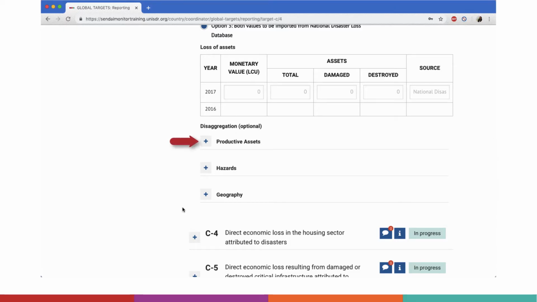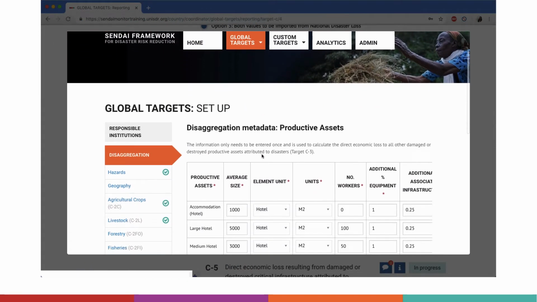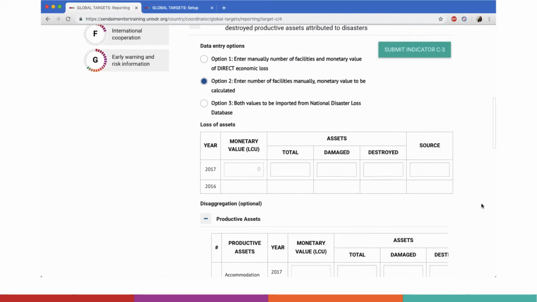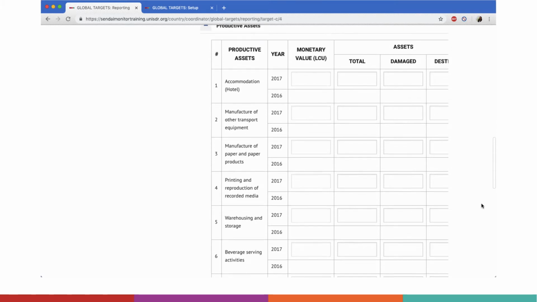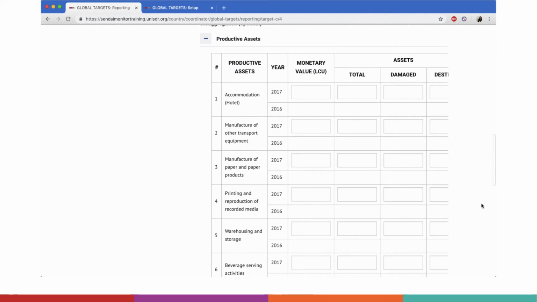Productive assets can be disaggregated by economic sector and size. Your country coordinator should add disaggregation categories for C3 under Disaggregation Metadata, Productive Assets. The minimum disaggregation recommended is to report data according to different types of assets in all economic sectors, including services. For example, hotel would be chosen for a category to enter loss data as minimum disaggregation.